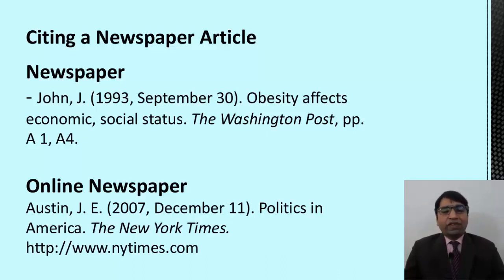In the case of an online newspaper, again, author name in the same way, year, month, date in the same way. The only difference is that instead of the page number, if there is a page number we are going to mention that, but we are going to give its online link. That is again very important. For an online newspaper, we must mention its link, but there is no need to write "retrieved from." Previously, we used to write it, but now with APA 7th edition, there is no need to write that.